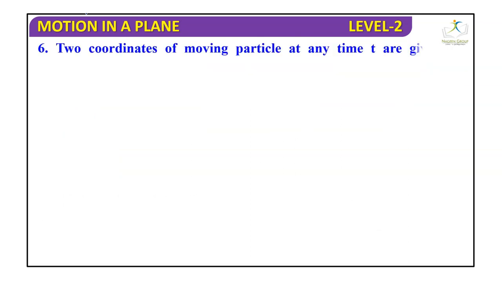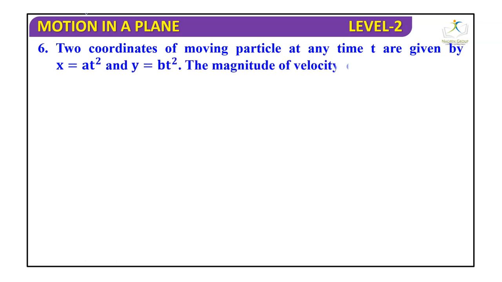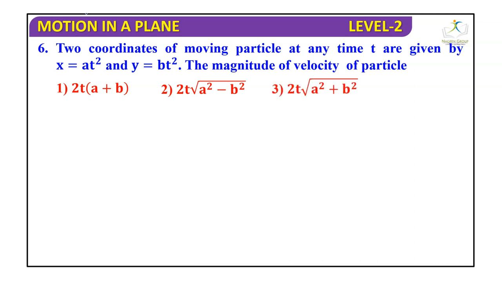Moving to the next question, two coordinates of a moving particle at any time t are given by x equals at square and y equals bt square. The magnitude of velocity of the particle is? A few options are given here: 2t times a plus b, 2 times a t under root of a square minus b square, 2t of under root a square plus b square, and the last under root a square plus b square.